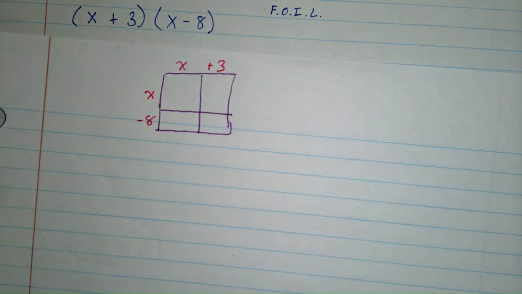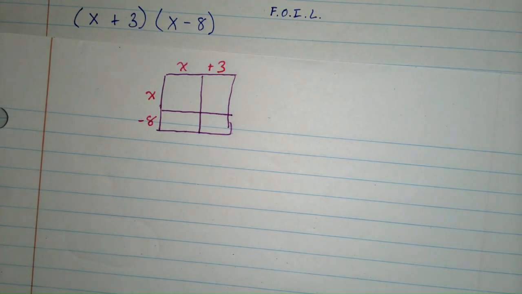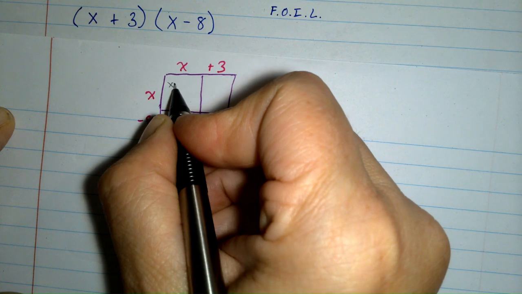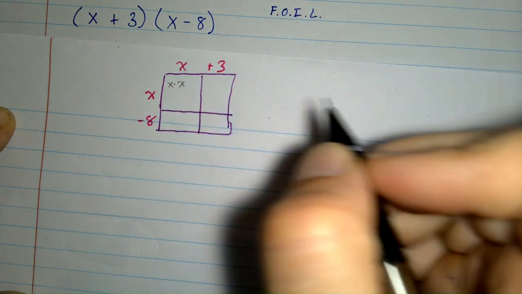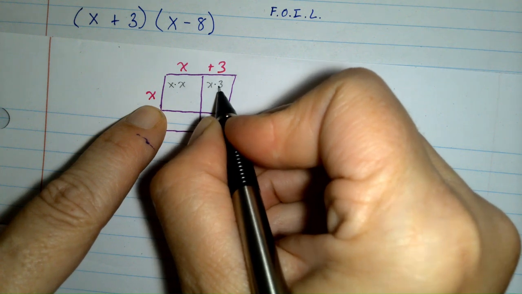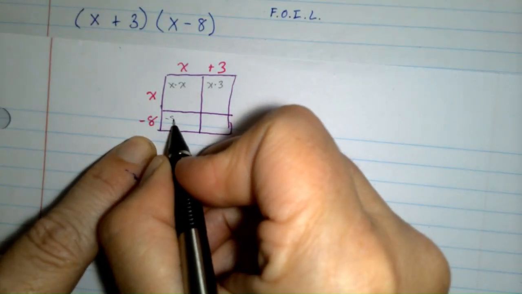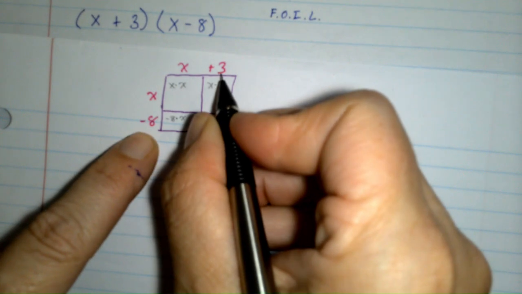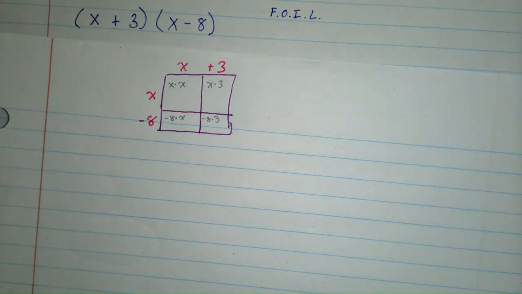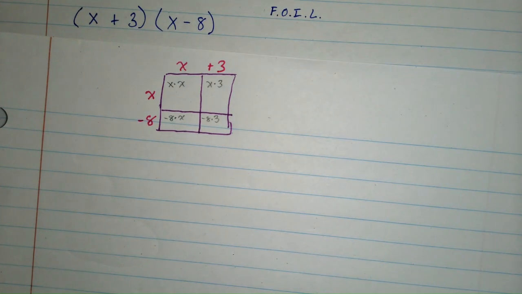And just like with all multiplying problems, the multiplying order doesn't matter, so you get to pick where you put it. So this first box has the x and the x being multiplied together, just like that 10 and 10, so x by x. The second box has the x being multiplied by the 3. This box has the negative 8 being multiplied by the x. And this box has the negative 8 times the positive 3. And I wrote those in pencil. We're going to come back now and write the answers.